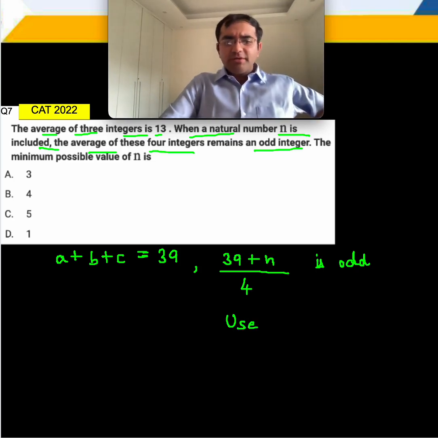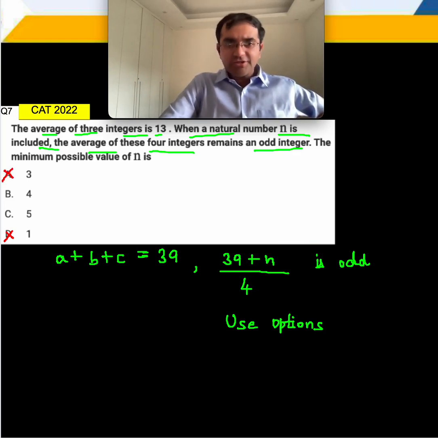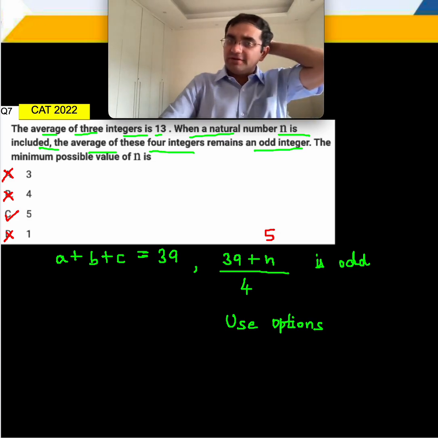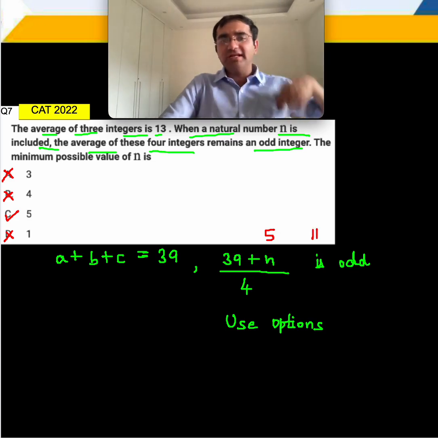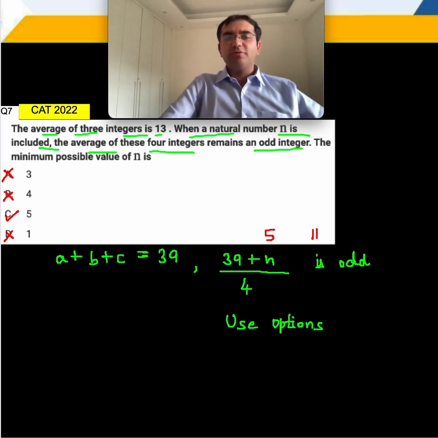So for example, the smallest option is 1. 39 plus 1, 40 upon 4 is 10. That is even. Done. 39 plus 3, next option, 42 upon 4 is 10.5. That's not an integer. Then next is 4. 39 plus 4, 43 upon 4 is 10.75. Not an integer. So the last answer has to be 5. 39 plus 5, 44 upon 4 is 11, which is odd. So the answer is C part for question number 7.